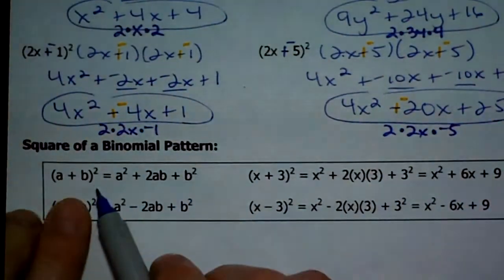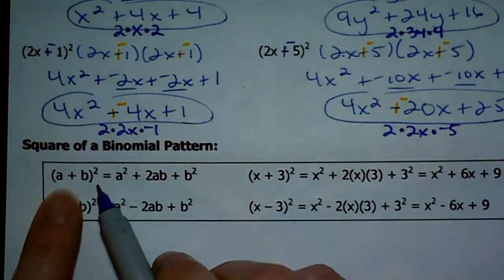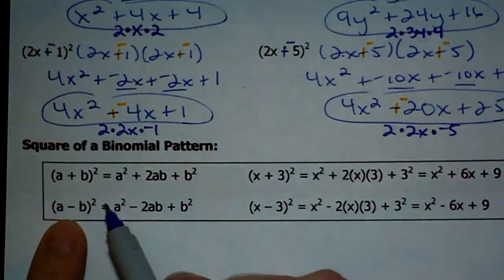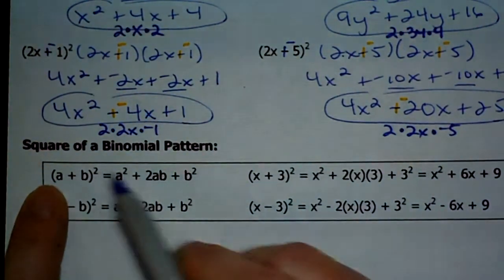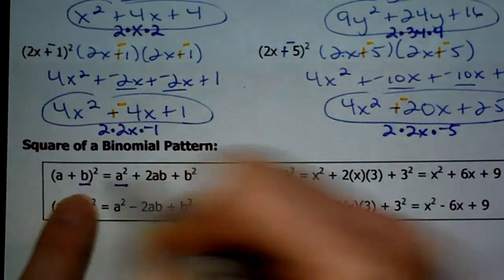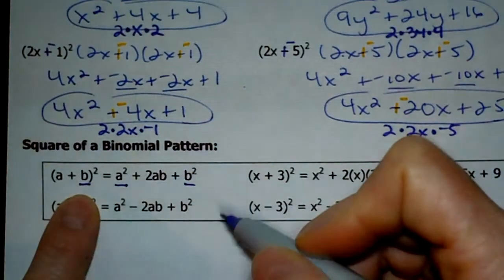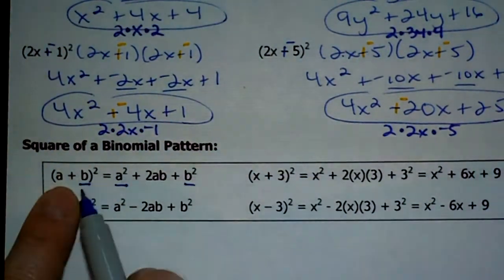If you are squaring a binomial, whether it's addition or subtraction, it doesn't really matter. You take whatever the first term is and square it. So take a and square it, that's your first term. Take b and square it, that's your last term. And to get the middle term, you take 2 times a times b.